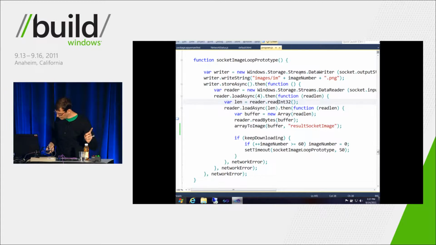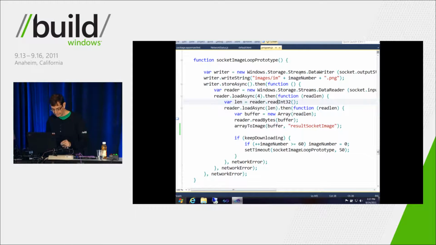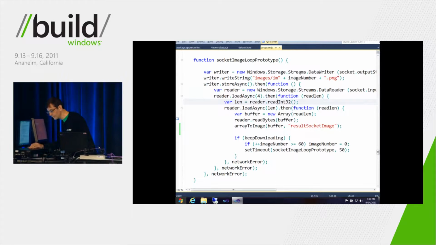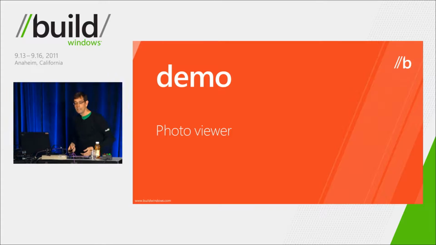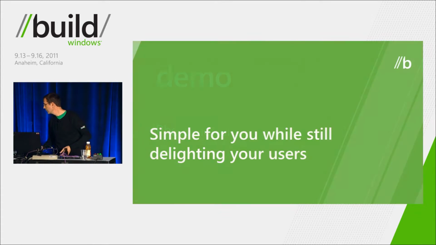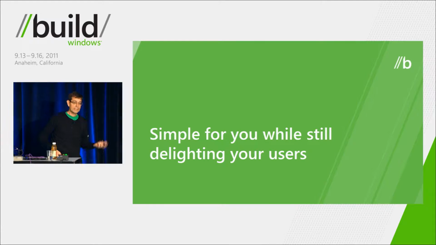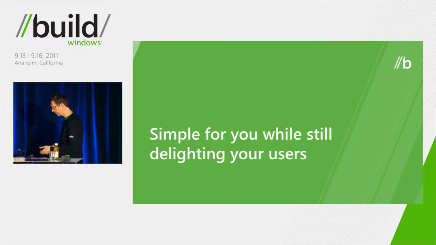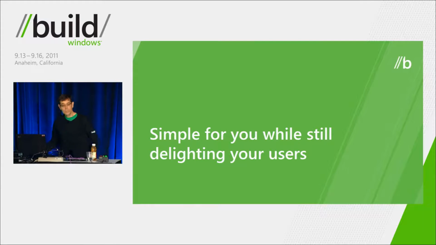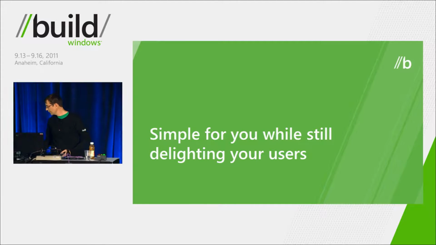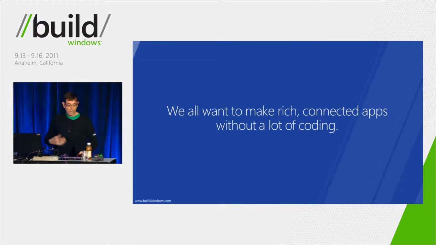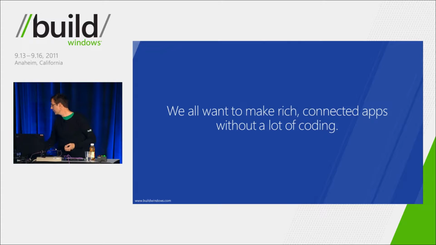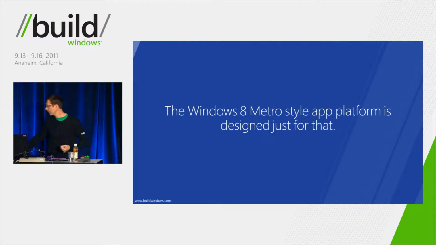Let me, at this point, jump into it. Like I said, the goal of this API is to be simple for you while delighting your users. Easy for you to add the networking support that you need. Why? Well, we all want to make rich connected apps without doing a lot of work, without doing a lot of coding. That's what this app platform is for.